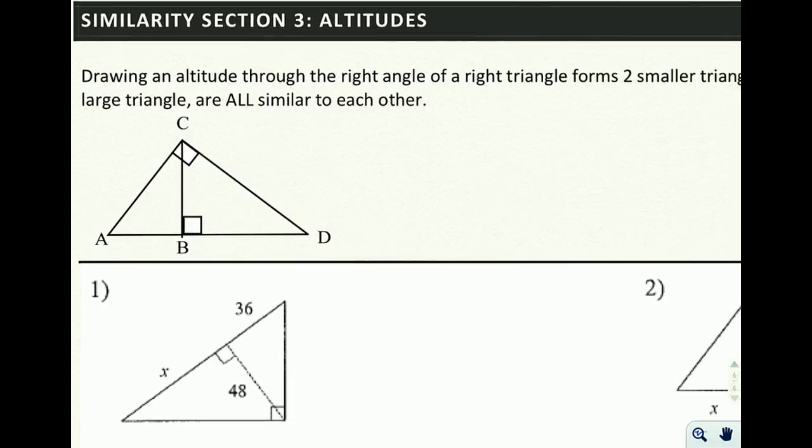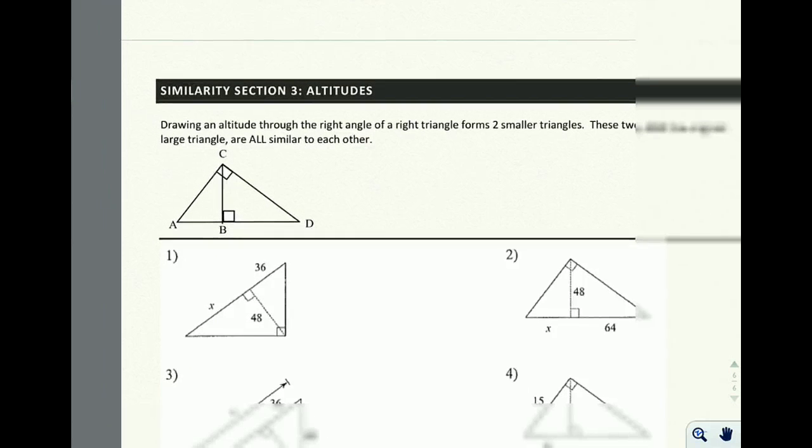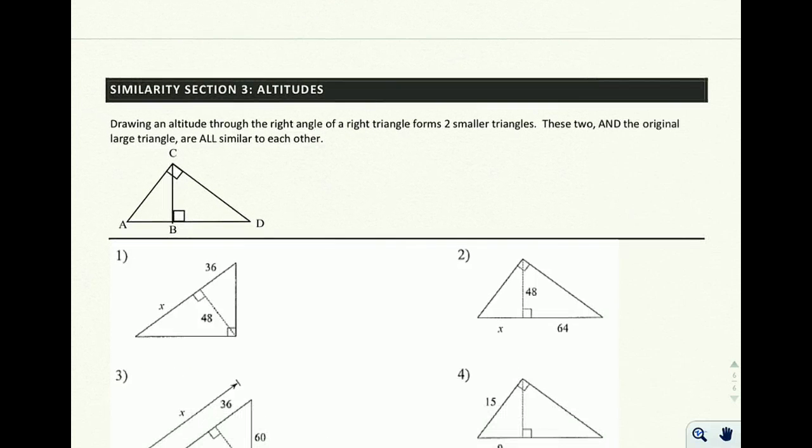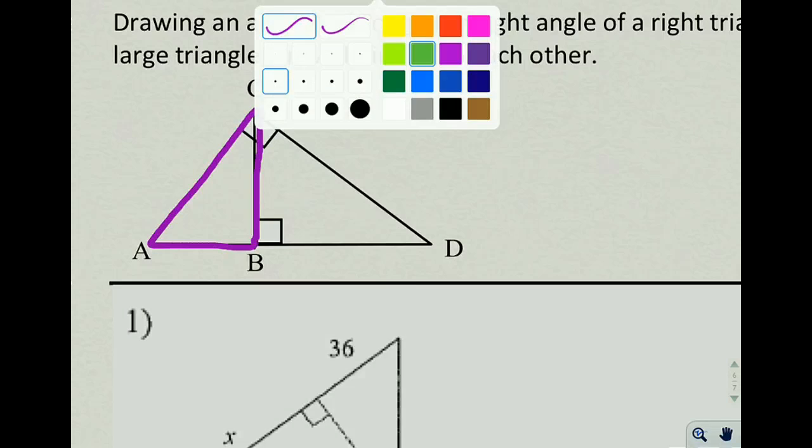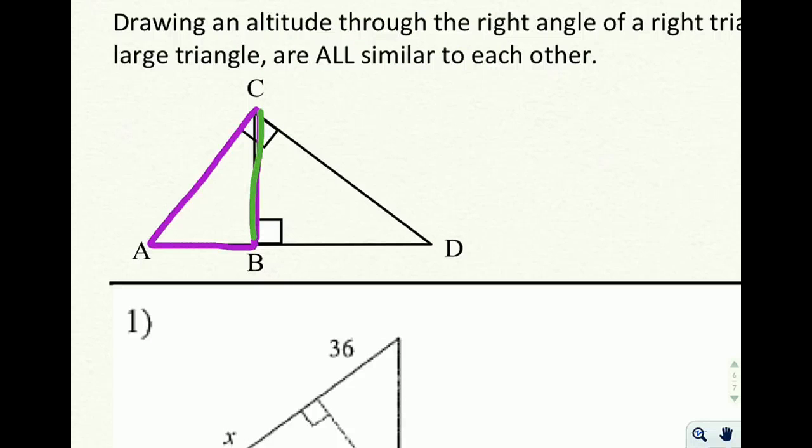So it says here, drawing an altitude through the right angle of a right triangle forms two smaller triangles. These two and the original large triangle are all similar to each other. And this altitude that's drawn in for us gives us this purple triangle here, triangle number 1. We have the green triangle right there, our second one. And I'm going to have a bigger outer orange triangle, the outer triangle.